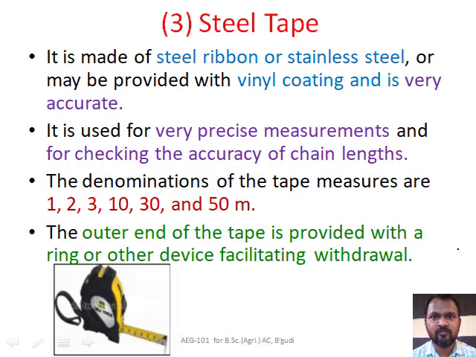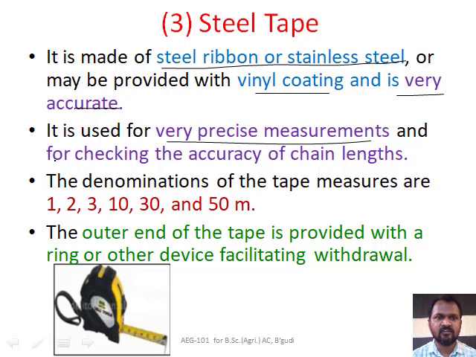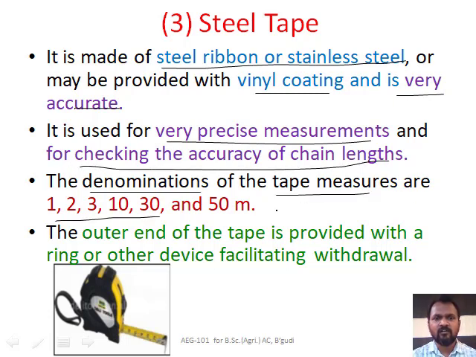The next tape which we are going to discuss here is the steel tape. It is made up of steel ribbon or stainless steel, and it may be provided with vinyl coating and is very accurate. The steel tapes are used for very precise measurements and for checking the accuracy of chain length. These tapes are available in 1, 2, 3, 10, 30 and 50 meters. The outer end of the tape is provided with a ring or other device facilitating withdrawal.